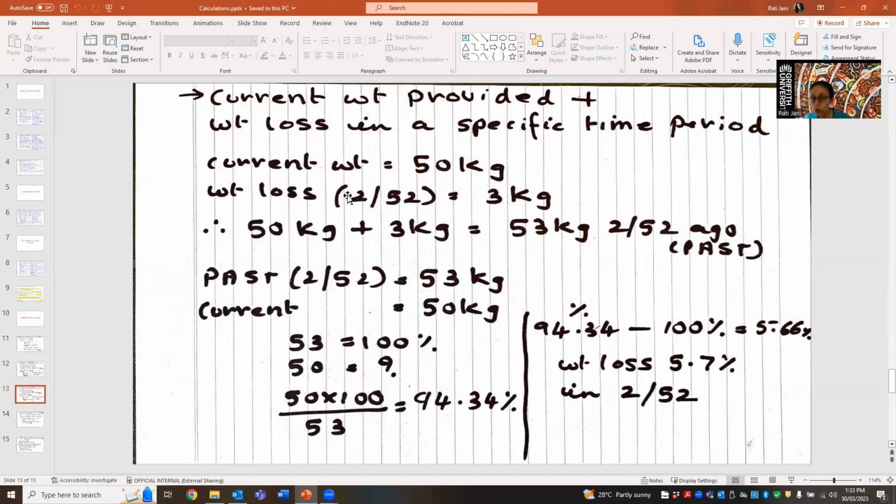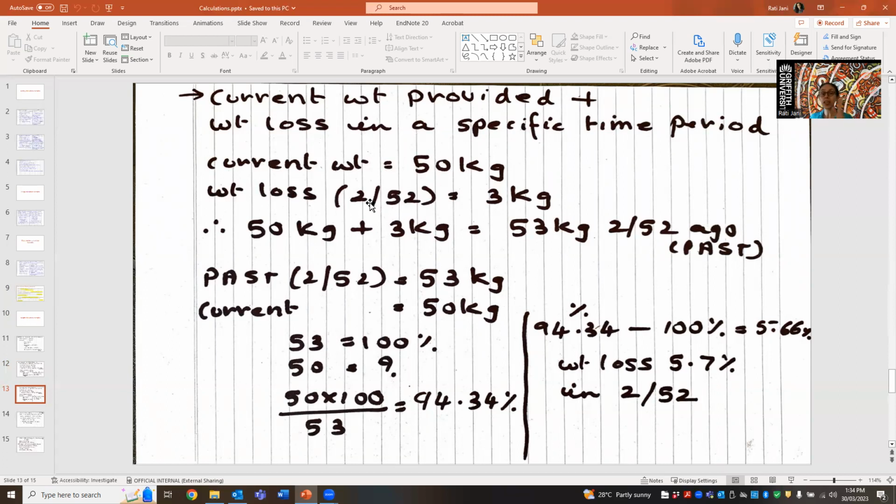Now, the same protocol applies when your weight loss is in a time period which is in a matter of weeks and not in months. So again, I'll share with you an example. You have the current weight provided, weight as of today. Then you have weight loss in a specific time period given to you. So let's take an example. Current weight is 50 kgs. Weight loss over here is 2 by 52. What is 52? It is in a matter of 2 weeks. So when you have 2 weeks, that is represented by the number 52.